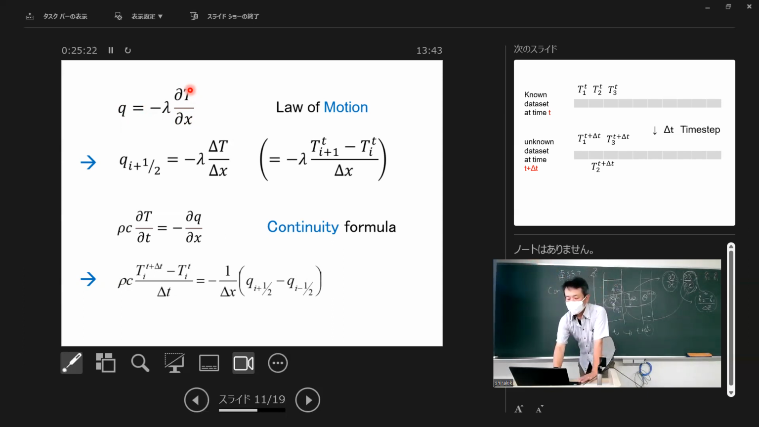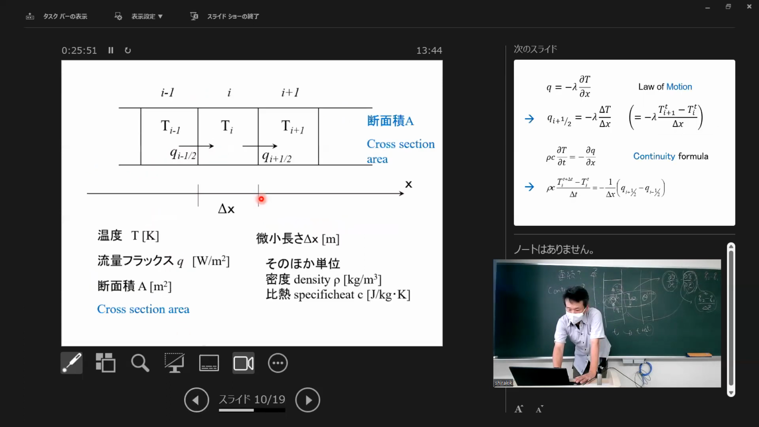So heat will be moving from the high to low, so we need minus. And lambda is some kind of proportion coefficient. So that is the Fourier law, law of motion, like Darcy's law. And we can write down like this. Yes, 1 plus 1 plus 2 means, yes, here.